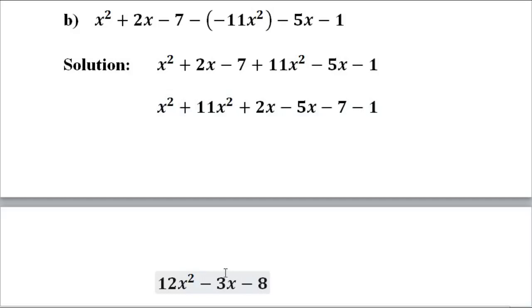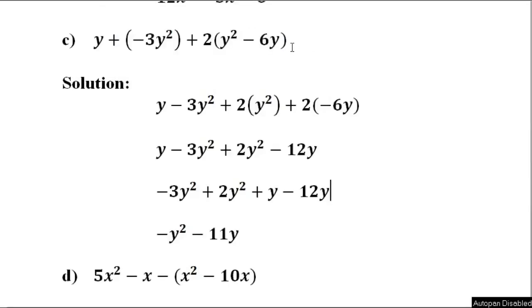Thus, the simplified expression is positive 12x squared, negative 3x, negative 8. Remember, the expression positive 12x squared, negative 3x, negative 8 is equivalent to positive x squared, positive 2x, negative 7, minus the quantity negative 11x squared, negative 5x, negative 1.